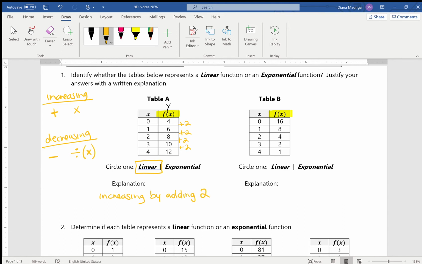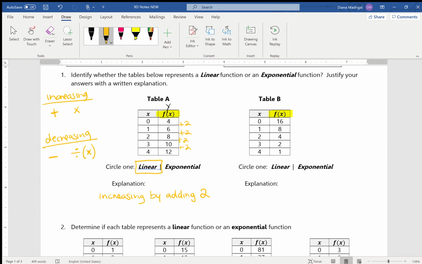All right, I'm going to do another problem with you guys. Again, I need to find the rate of change. How do I find the rate of change? By looking at the numbers of your y's, which is in this case f of x: 16, 8, 4, 2, and 1. I notice that the numbers are decreasing. And again, decreasing means that you're either subtracting or dividing. But we're going to switch it.